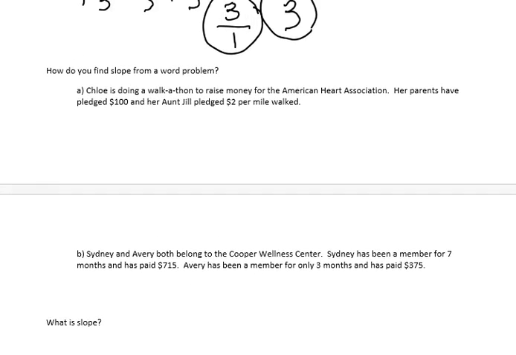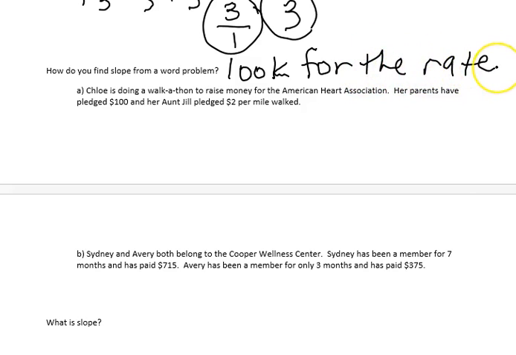Then we wanted to talk about slope from a word problem. How do you find slope from a word problem? You want to first look for the rate. Often in word problems, the rate is given to you. So when we read this, we say, Chloe's doing a walkathon to raise money for the American Heart Association. Her parents have pledged $100, and her Aunt Jill pledged $2 per mile walked. $2 per mile walked is a rate, and that's going to be our slope. So for this one, I'm going to use m for the slope. It has a slope of 2.